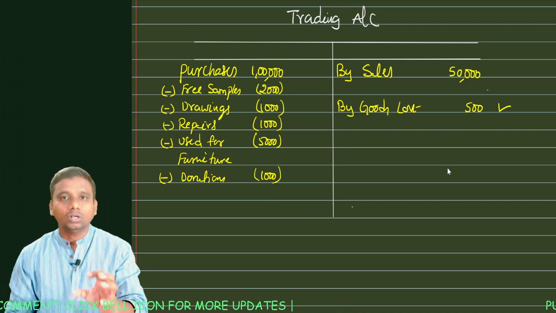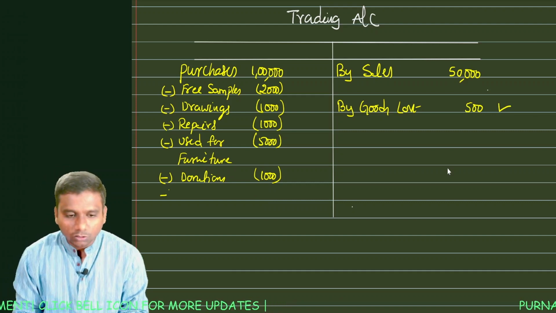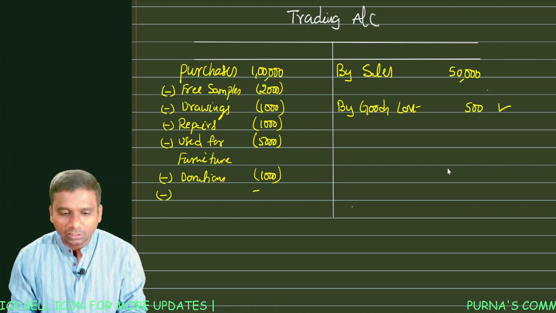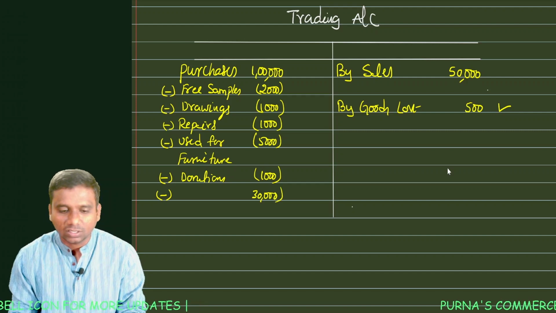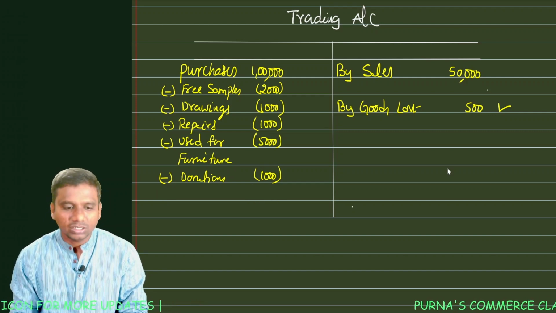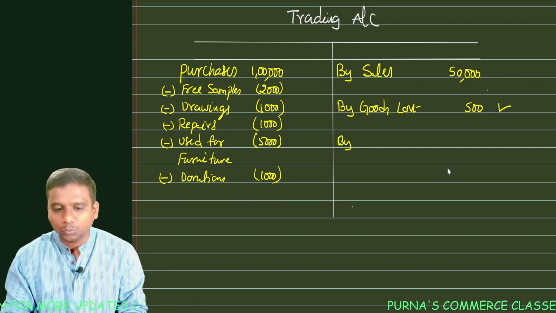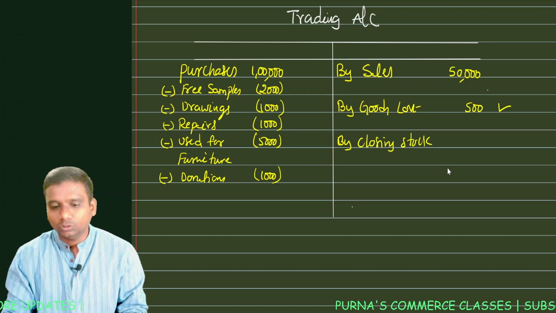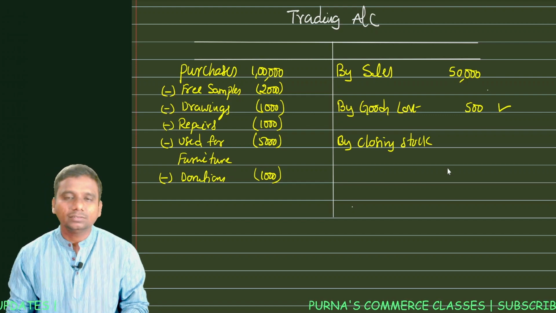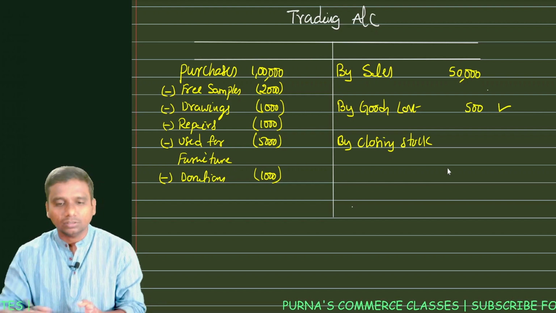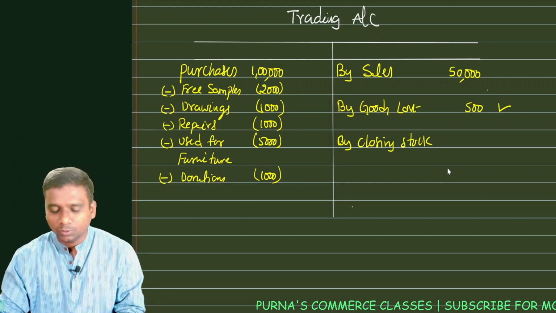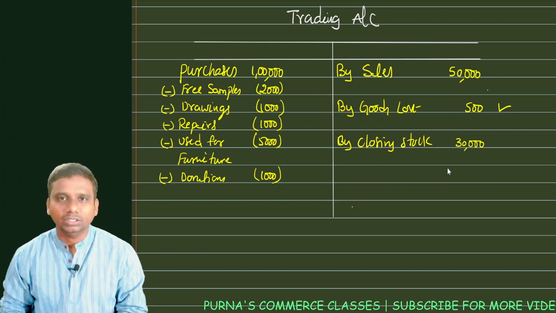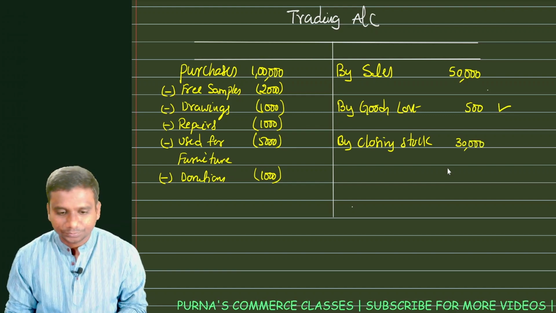Okay. Now, come to closing stock. Closing stock also should actually be deducted from purchases. So you may deduct closing stock from purchases like this, or simply write down on the opposite side, by closing stock. This is what we do in the examination problems. How much? 30,000. That's it.